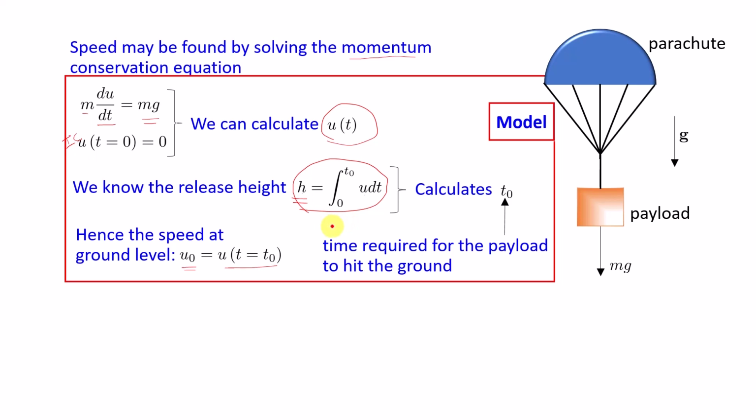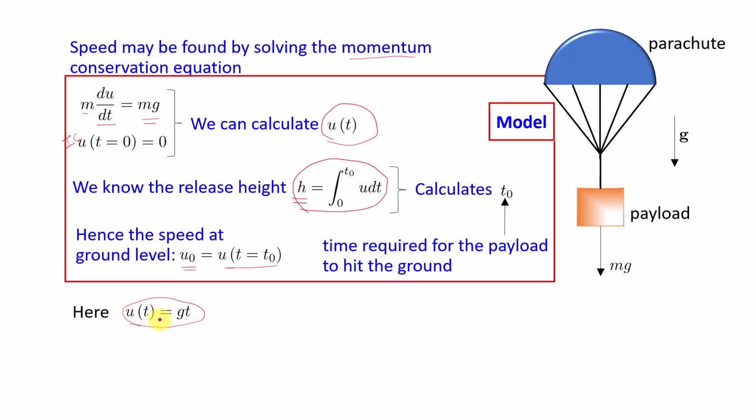So this is our model now. All these equations together make our model. We have one differential equation with initial condition, then one integration, and then u0 equals u(t) at t0. This is what makes our model. Once we have the model, we have to make a simulation, meaning we have to solve this model. Now, m du/dt equals mg. The solution is very easy for this. With the initial condition u as 0, u is equal to gt.